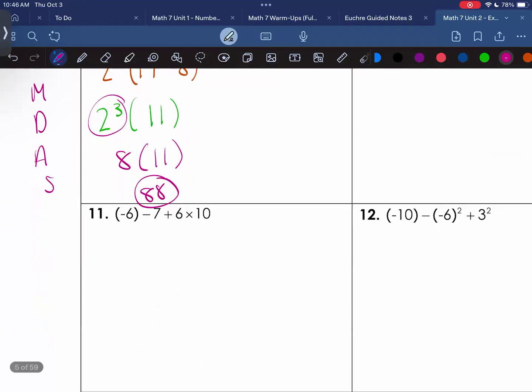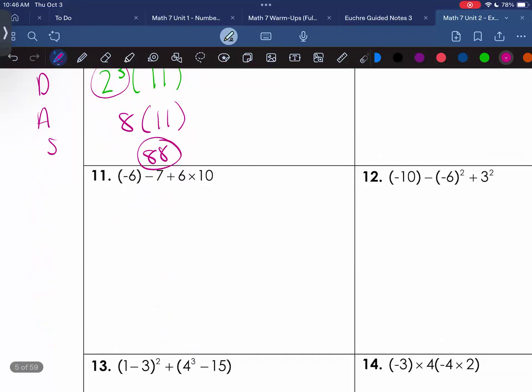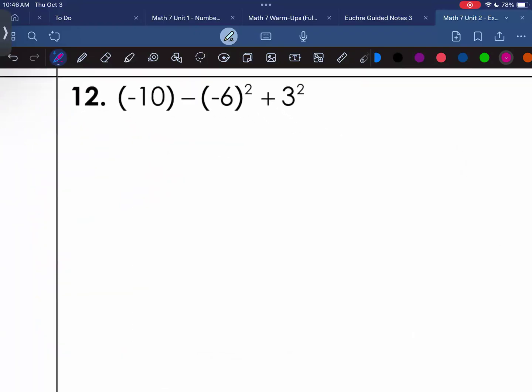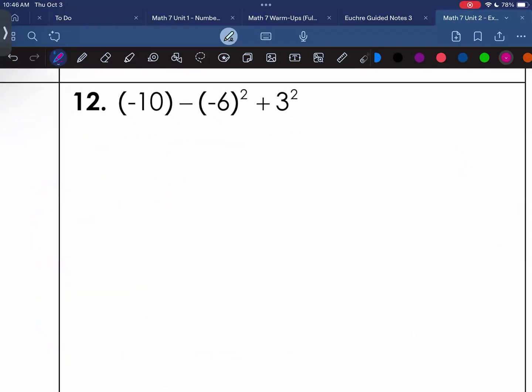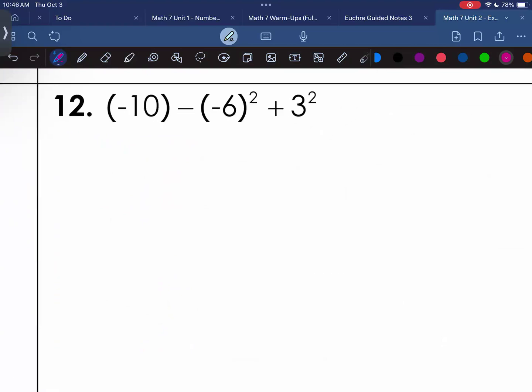All right, we're going to go ahead and do number 12 together. This one's a little bit tricky with all the negatives and exponents. Okay, so we have parentheses. So here's my PEMDAS again. We have parentheses, but everything inside the parentheses is completed, right? We can't do anything else with -10. We can't do anything with -6. There's nothing to add, multiply, or divide, right?